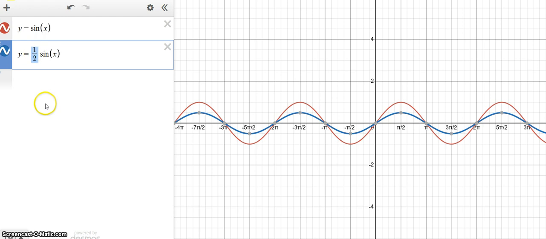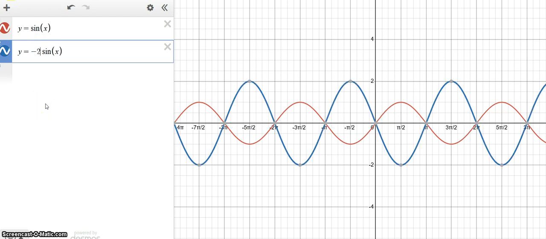How about a negative number? All right, so a negative number did 2 things. First off, it changed the amplitude. Notice the amplitude is now 2. Amplitude is always given as a positive number. Amplitude is always the high point. So the amplitude is now 2.